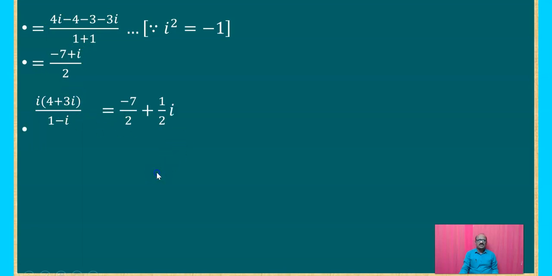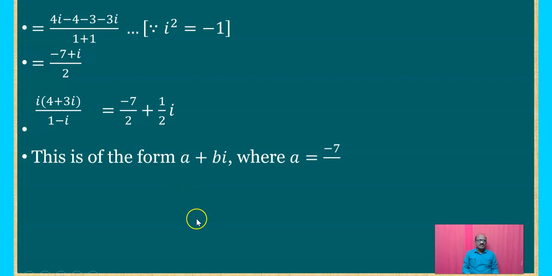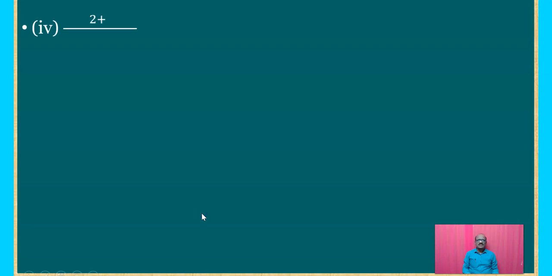Therefore here again it is of the form a + ib, where a is equal to −7/2 and b is 1/2. Next is (2 + i)/((3 − i)(1 + 2i)).